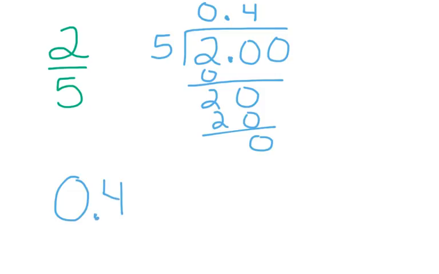Now in order to change that to a percent, I'm going to have to move that decimal 2 places to the right and add a percent sign. And we move it right 2 places because percent means per 100, which is 2 decimal spots. So I'm going to move the decimal 2 places to the right and get 40, and I'm going to make sure I put that percent sign on it. So 4/10 is the same as 40%.